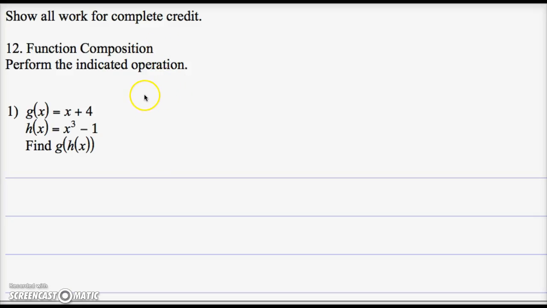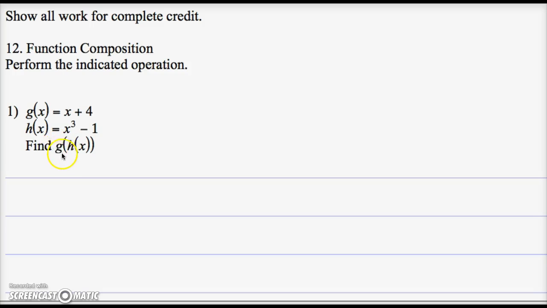We're doing function composition. So remember, this is not multiplication. We are not multiplying these two functions. What we're doing is putting one function inside of another function. So let's take a look at this from the outside in.